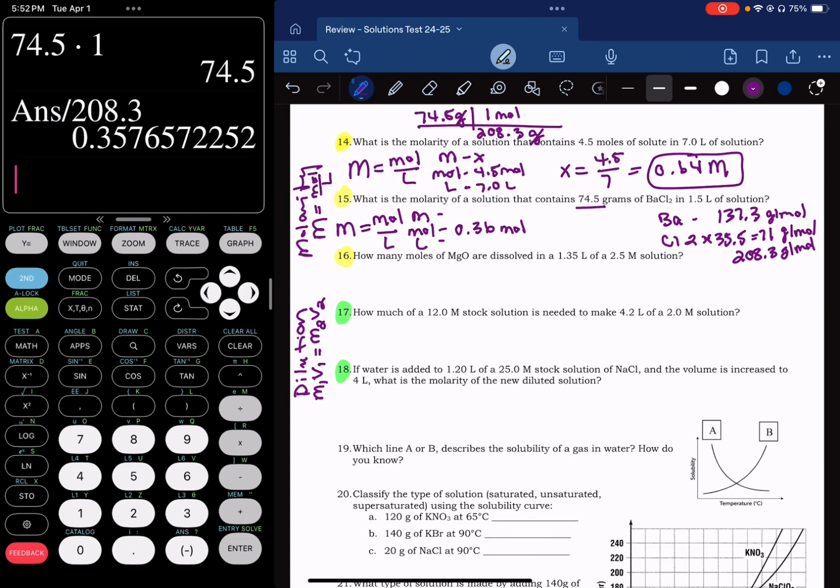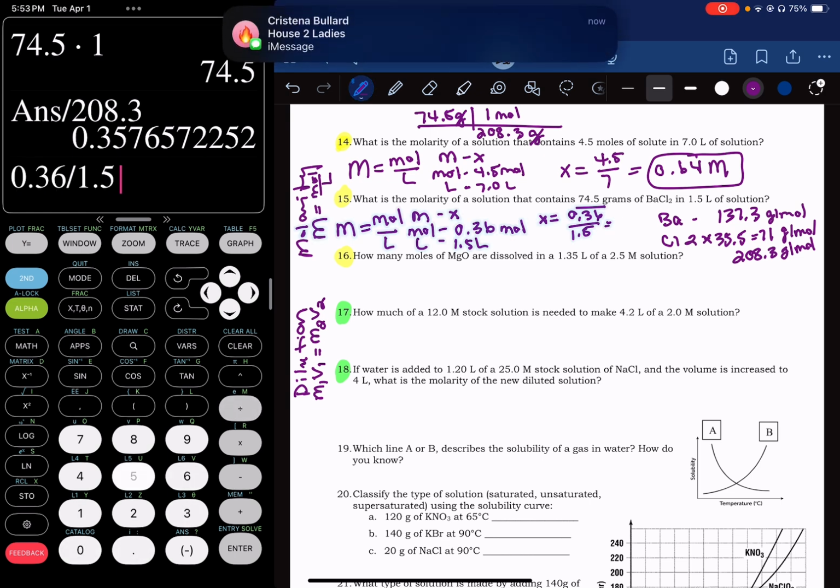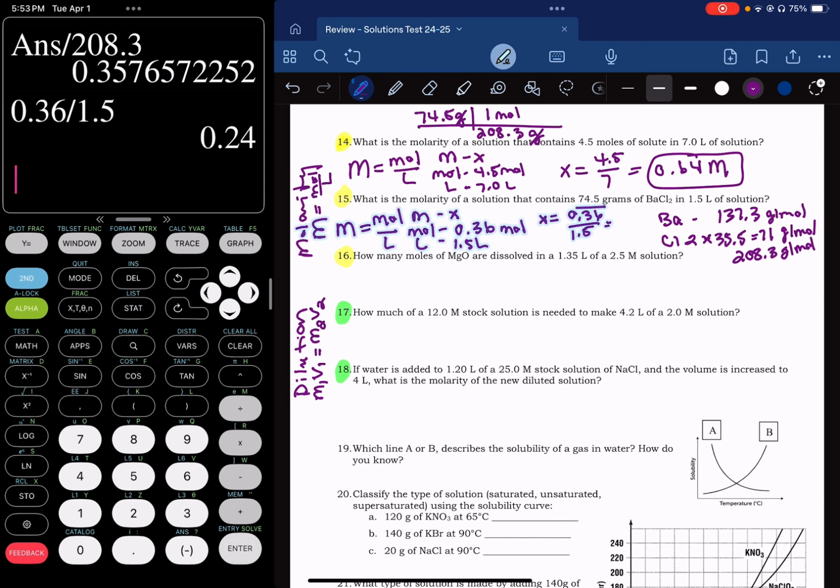So it says, what is the molarity? Well, that will be our X then. And for liters, it just, in a very straightforward way, gives us these liters. And so our X is going to be equal to 0.36 divided by 1.5. All right, so 0.36 divided by 1.5, and that is going to be 0.24 big M for molarity.